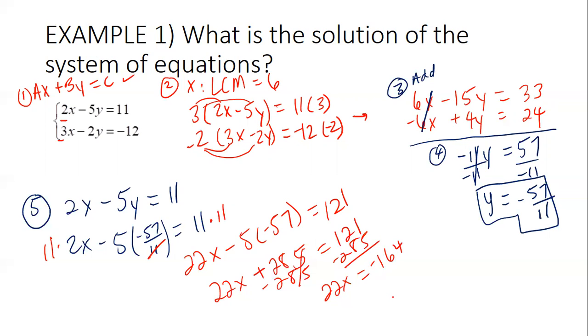You can verify it in the calculator. If you want to do 121 minus 285 for me. I think I did it right. And then we divide by 22. So x equals that. But these can be divided by 2, right? So that gives me negative 82 over 11.